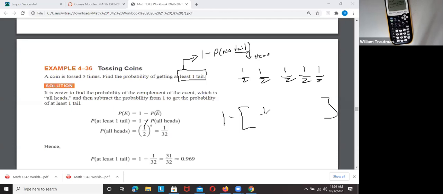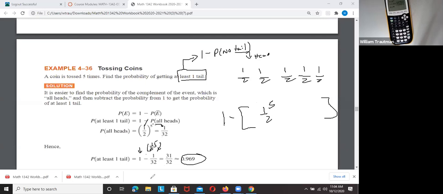So you can write it 1/2 to the 5th power. And that's what they do. 1/2 to the 5th power is 1/32. So it's 1 minus the probability of 1/2 to the 5th power, which is 1/32. And when you put it in your calculator, this is what you get.